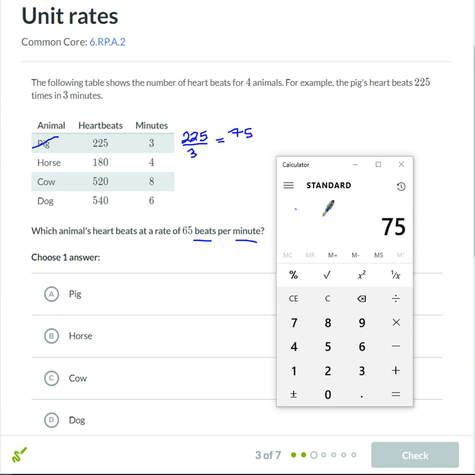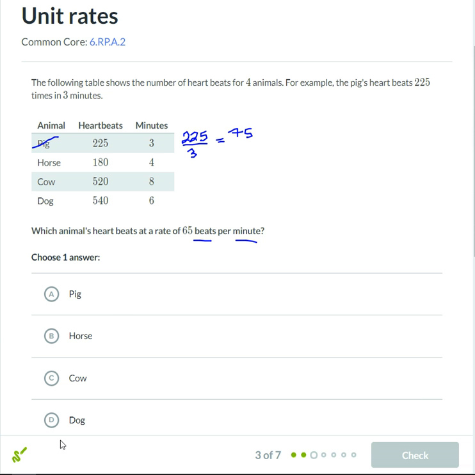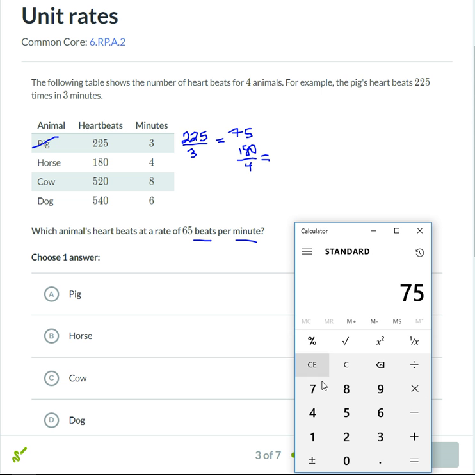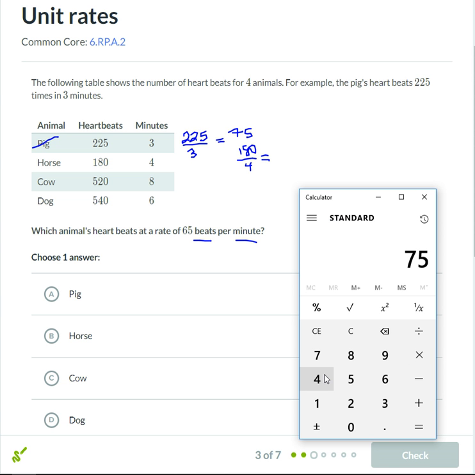For horses, it was 180 divided by 4. So 180 beats per 4 minutes. So 180 divided by 4. And again, I'm showing you to ensure that you know that the first number or the numerator should be entered into the calculator first. 180 divided by 4 gives me an answer of 45, which I'm not looking for. Again, I'm looking for 65. So it's not the horse.